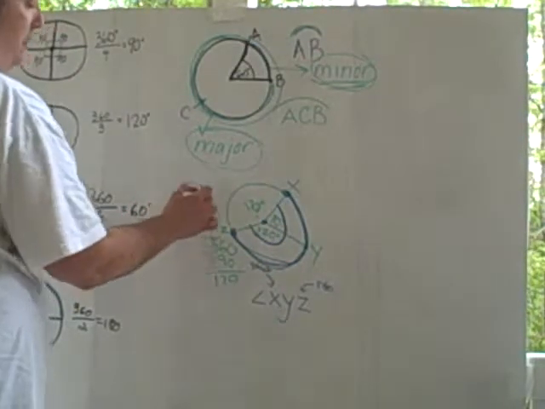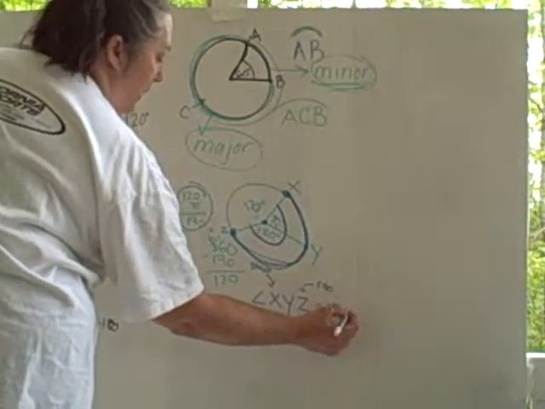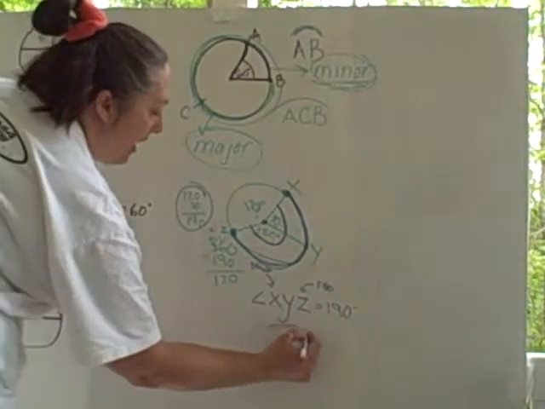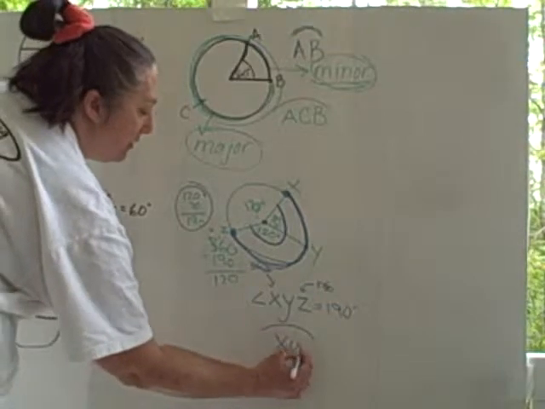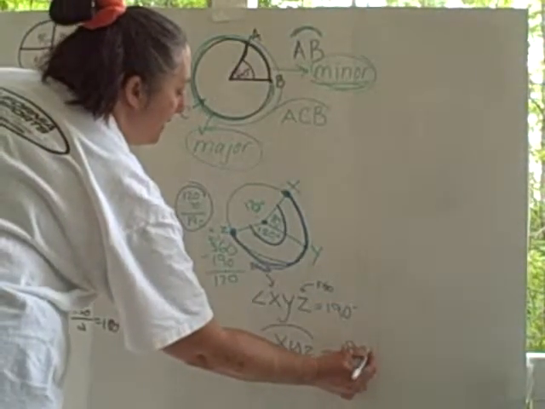We already did the math here. That angle would measure 190 degrees, and the arc X, Y, Z would also be 190 degrees.